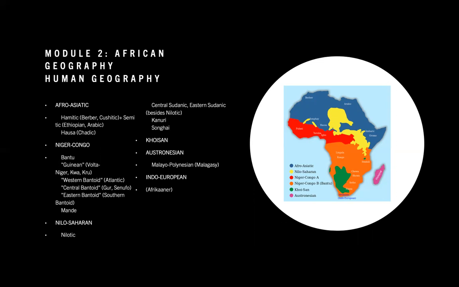You have the Niger Congo, yan. So mayroong Niger Congo A, Niger Congo B. Mostly andito sila sa central and western portion, as well as the lower central portion of the continent. And so you have the Bantu, the Guinean people, the Western Bantoid, Central Bantoid, Eastern Bantoid, and the Mande.